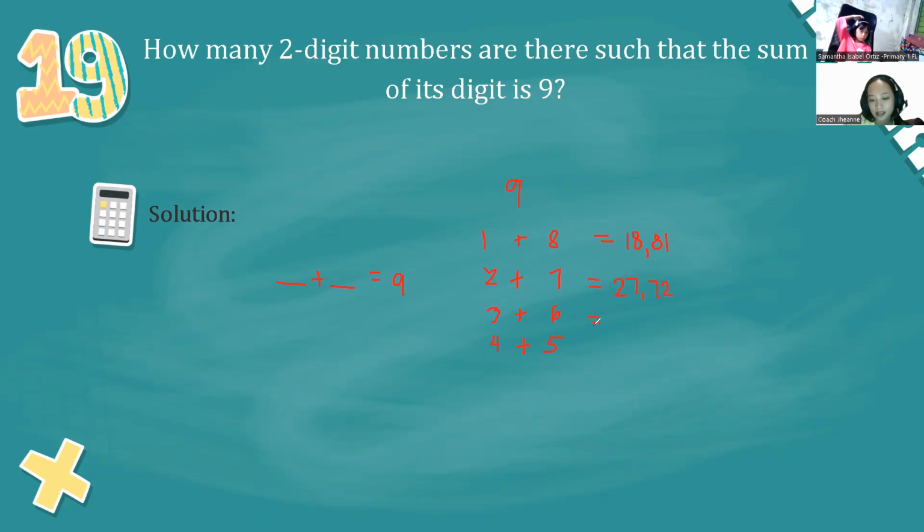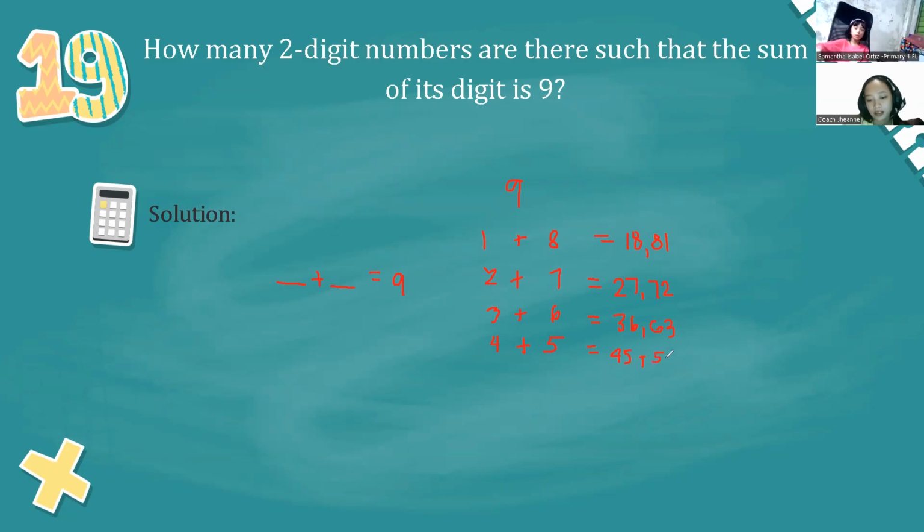For 3 and 6, that would be 36 or 63. Then for 4 plus 5, if in two digits, 45 or 54.